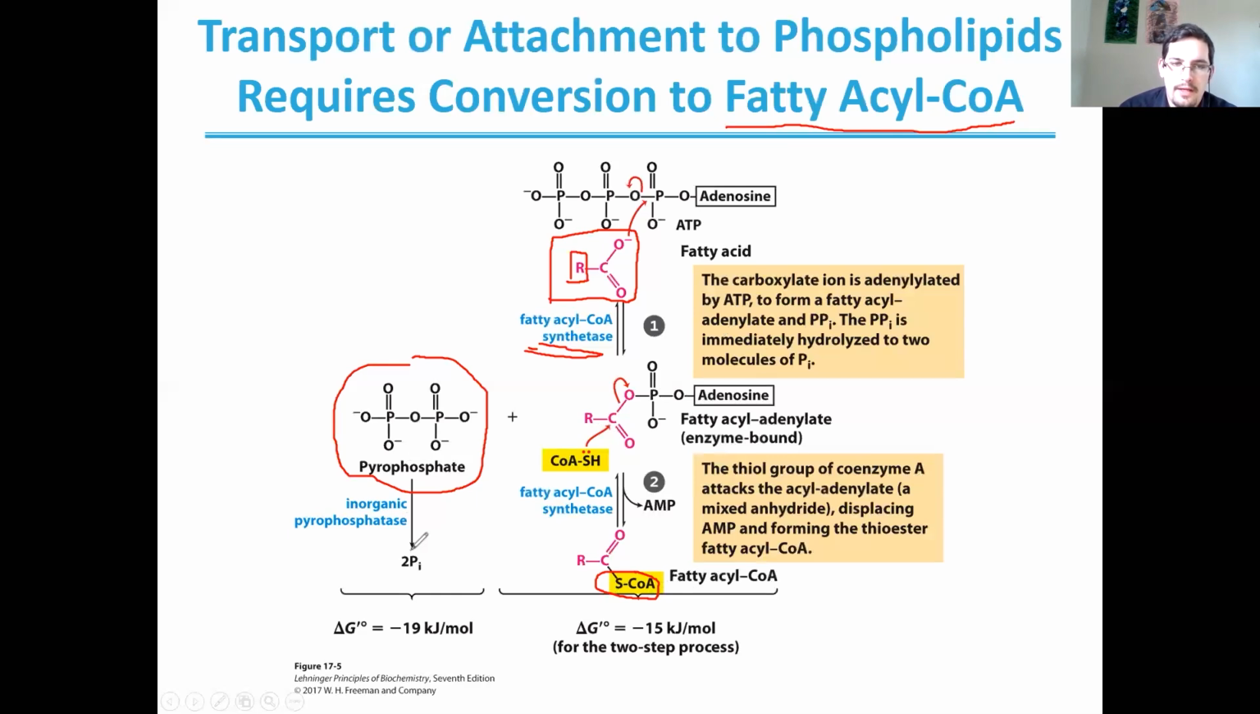Our pyrophosphate gets broken apart again by our pyrophosphatase. And so altogether we have a very favorable reaction. So we get our favorable pyrophosphate hydrolysis, and this step is favorable overall as well, as we're breaking off those 2 units of phosphate. So we're going from ATP to AMP, so effectively we're costing 2 ATP units per our fatty acid.